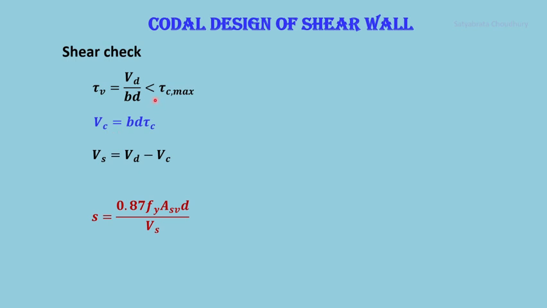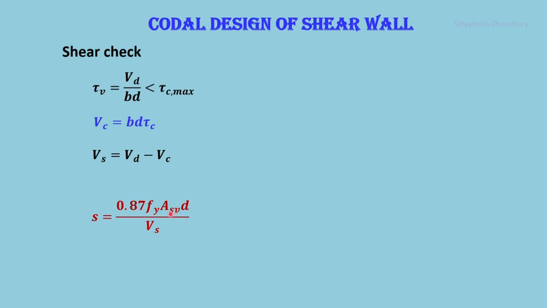Now a part of the shear, which is VD, design shear force, is taken by concrete, which is given by VD into tau C, where tau C is the permissible shear stress in concrete corresponding to the percentage tension steel in this section. And VS is the remaining shear to be taken by the stirrups. So it is given by VD minus VC, you can calculate. So once VS is calculated, the shear taken by steel or stirrup, we can find out its spacing from this formula 0.87 Fy ASV D divided by VS.